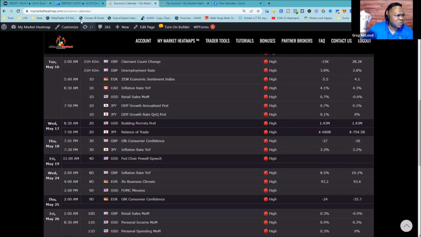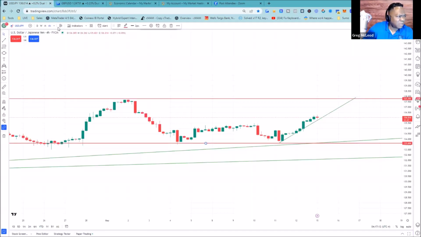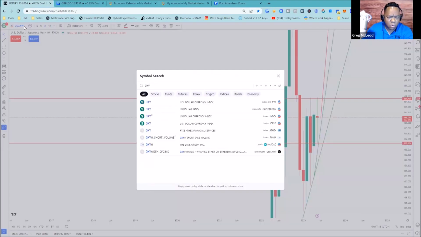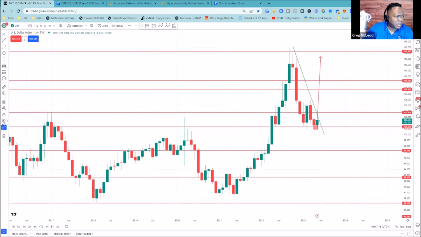All right, let's go right to the technical picture. Let's start with the monthly chart. We're going to go to the US dollar index, the DXY. We're going to go through this real quickly because we've seen this chart. It's been moving sideways for the past 4 months, but it's a very bullish pattern. Monthly chart, we're sitting on support, a very strong support.